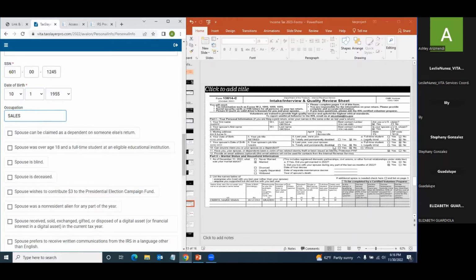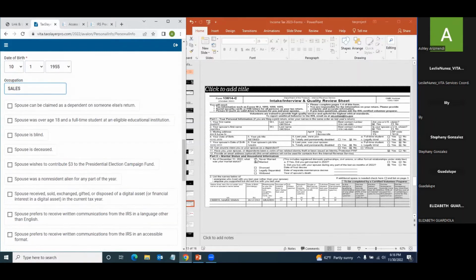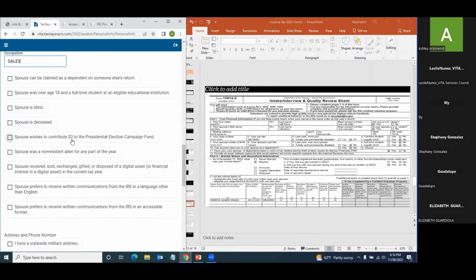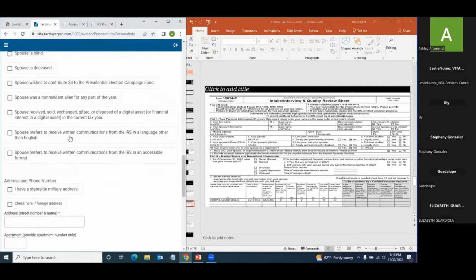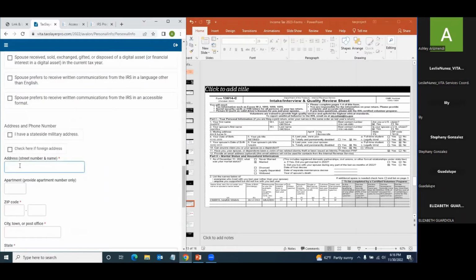She is not permanently disabled. She's not a full-time student and she is not blind. And she cannot be claimed as a dependent because all of this says no, no, no. She is a victim of identity theft, so we will get to that part soon. You don't have to worry about that on this page. But here you would write the address that they have on here, 634 East Levy Street.